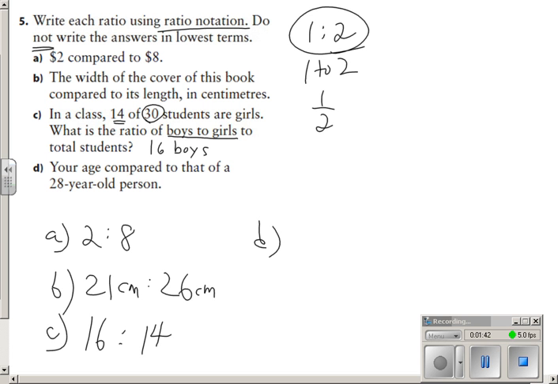And the last question says, your age compared to that of a 28-year-old person. Well, let's pretend that since this is grade 8, you were all 13 years old. So your age compared to, there's that symbol again, which is this one here. So your age is 13, we'll say, compared to that of a 28-year-old person. Well, good thing yours is 13, because 28 is not divisible by that, so it can't be reduced anyway, and that's the answer to those questions. There's all your ratios.